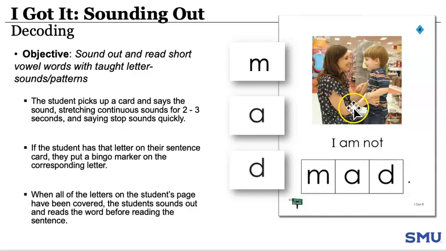This is actually my co-author, Jennifer Cheatham. So I've got this picture of her. She's in a book that's about Rick Gets Lost. And at the end of the book, it says, I am not mad. So here, as you draw the letters for M, A, and D, you practice saying those sounds and you put a bingo marker over each one. And once you've drawn all 3 of those letters, then you sound out that word and you read the sentence.